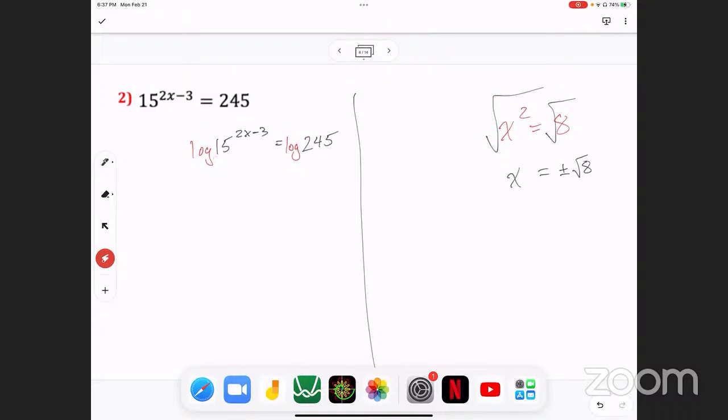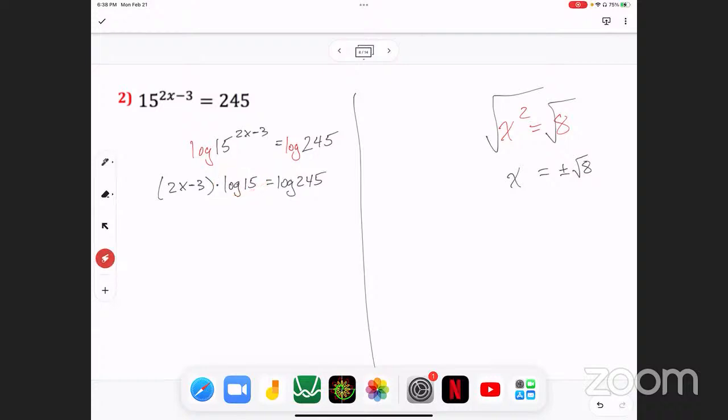Yep. Okay. So the reason we do this is because one of the properties of logs says that I can take the exponent now and move it to the front and make it a factor instead of an exponent. So taking the log of both sides allows you to bring that exponent down and turn it into a factor. Okay? Okay.